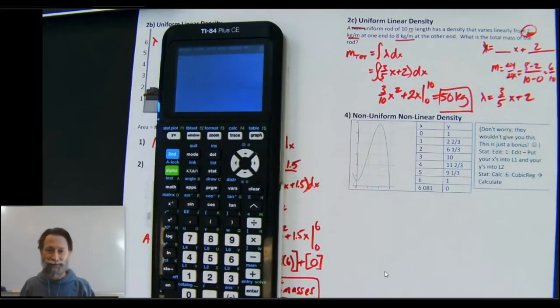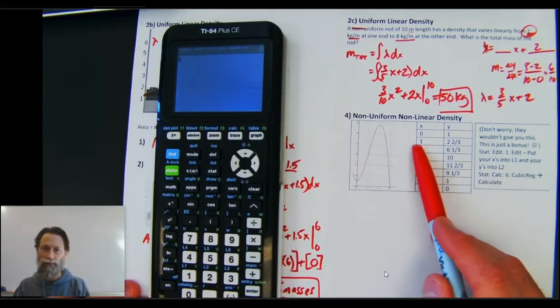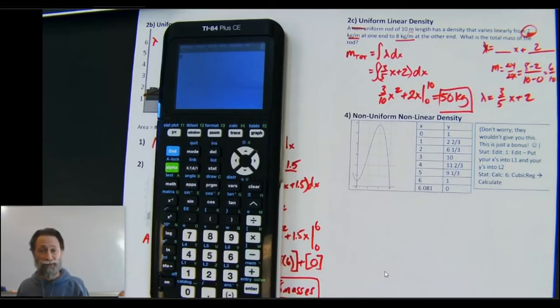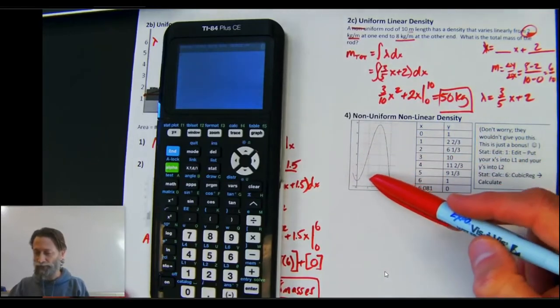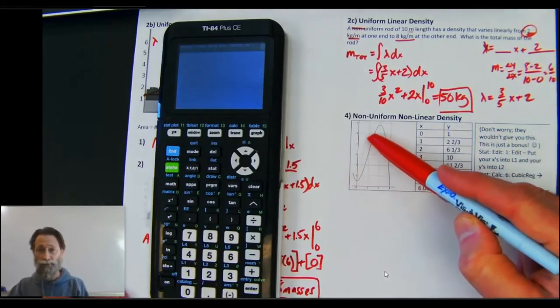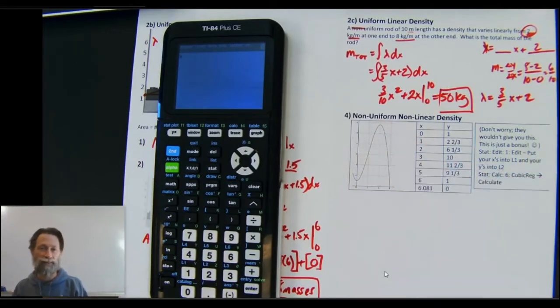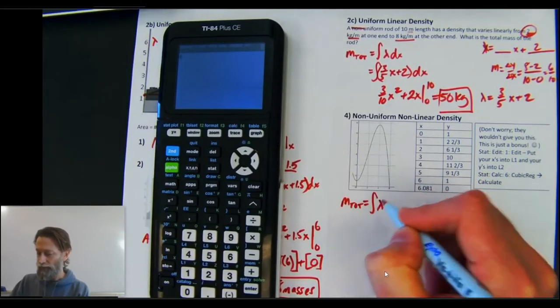They would not give you this particular style of it, and they probably wouldn't give you this at all anyway. They would give you something more like this on the AP test, but we're going to do this just for the heck of it. So here are the x and y values for this graph. Notice that it's a cubic function because I have two max-mins. I have one min over here, I have one max over here, which means it has to be an x cubed function.